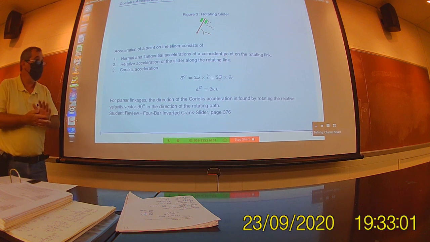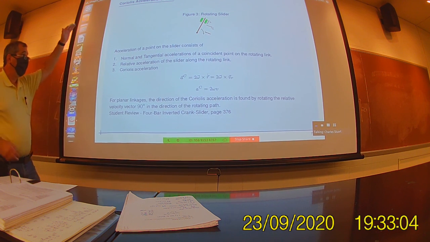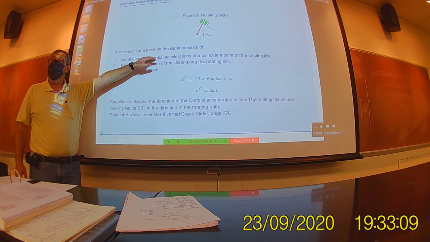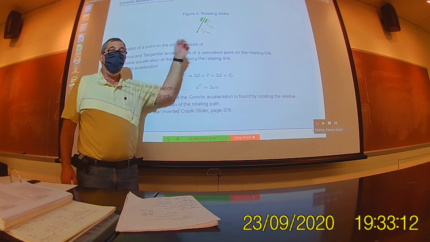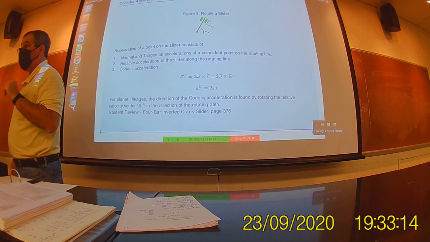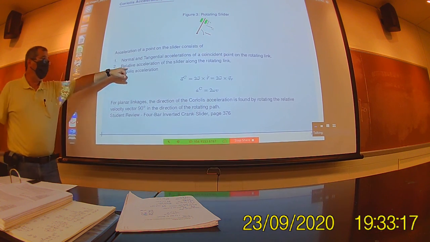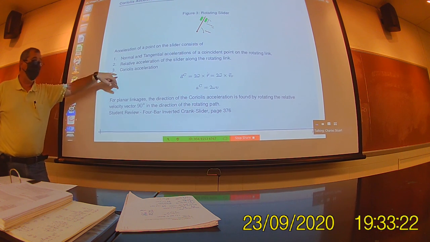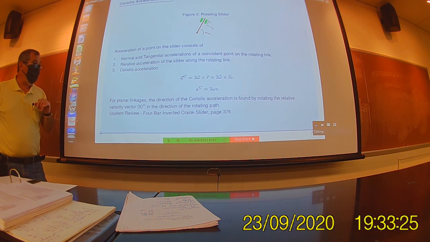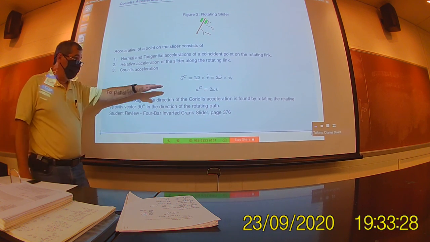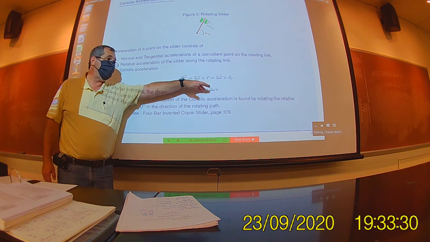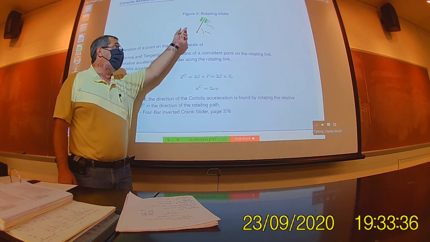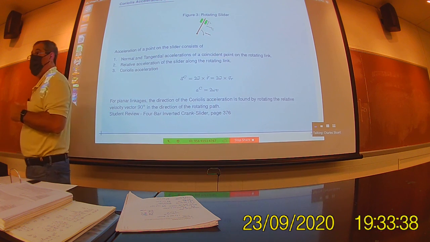So, when we look at a situation like this, acceleration of a point on that slider is going to consist of the normal and tangential of some coinciding point on the rotating link, plus a relative acceleration of the slider along that rotating link, plus the Coriolis acceleration. The magnitude of the Coriolis acceleration comes from this vector cross product. We can calculate it as 2 times omega times the velocity of that slider with respect to the link.